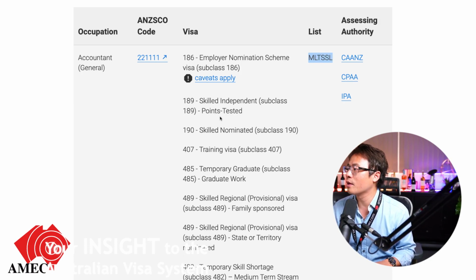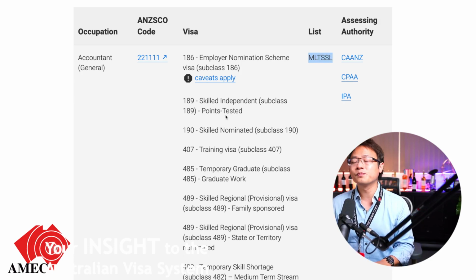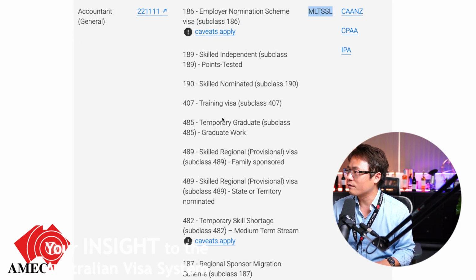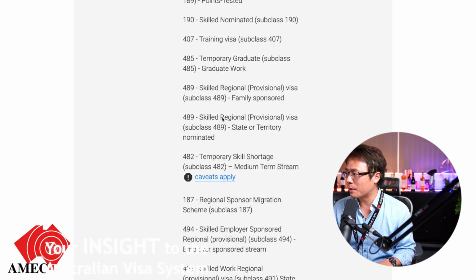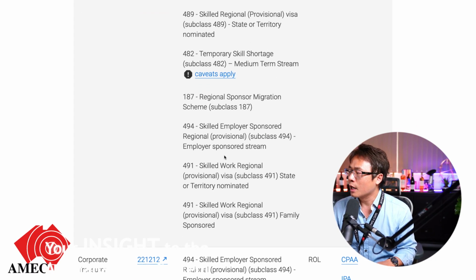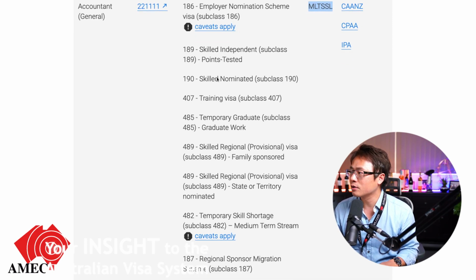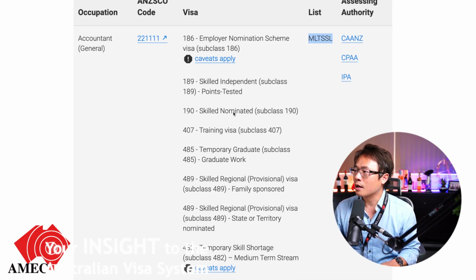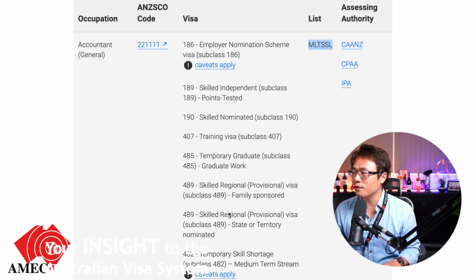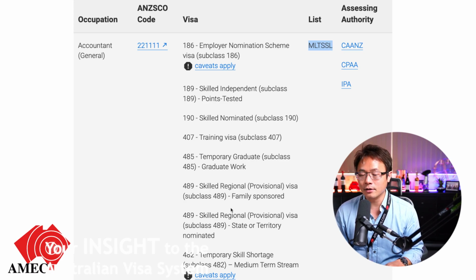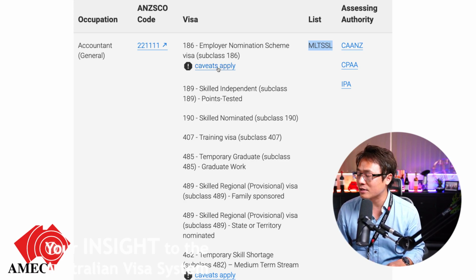Now we also see in this page that accountant is listed under the medium and long-term skilled occupation list. That means it's accessible to all types of skilled visas, ranging from employer sponsored all the way to independent skilled visas. Now there's a caveat. You see that little thing there. That basically means if you're seeking a particular sponsor to sponsor you as an accountant, a caveat applies, and that means there's a condition.